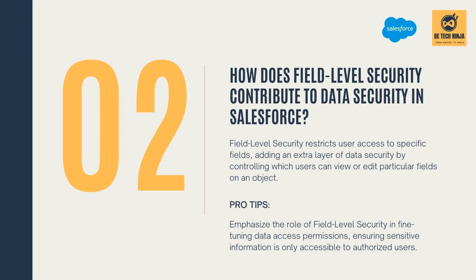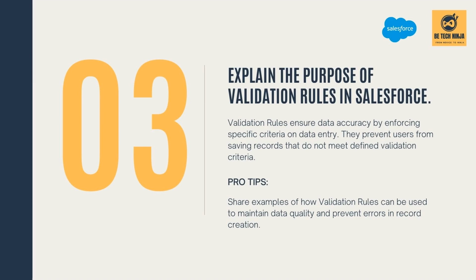Moving on to the next question in the list, explain the purpose of validation rules in Salesforce. Validation rules ensure data accuracy by enforcing specific criteria on data entry. They prevent users from saving records that do not meet defined validation criteria. This is what you can do to score some extra points during the interview. Share examples of how validation rules can be used to maintain data quality and prevent errors in record creation. I hope you will remember this tip.